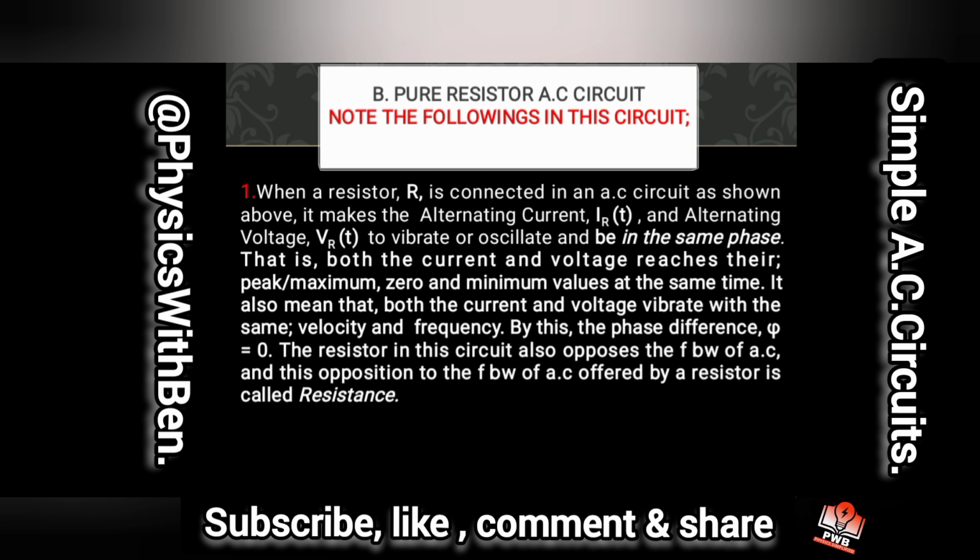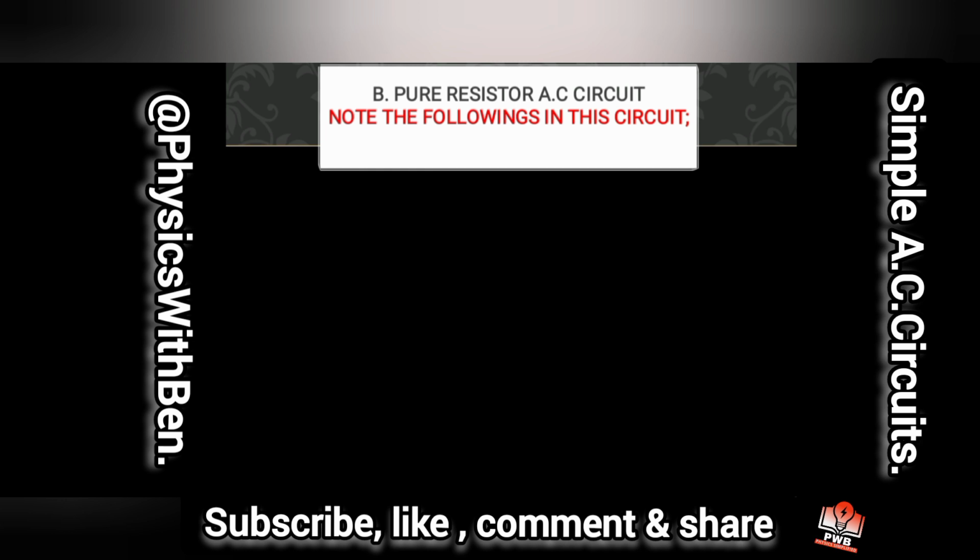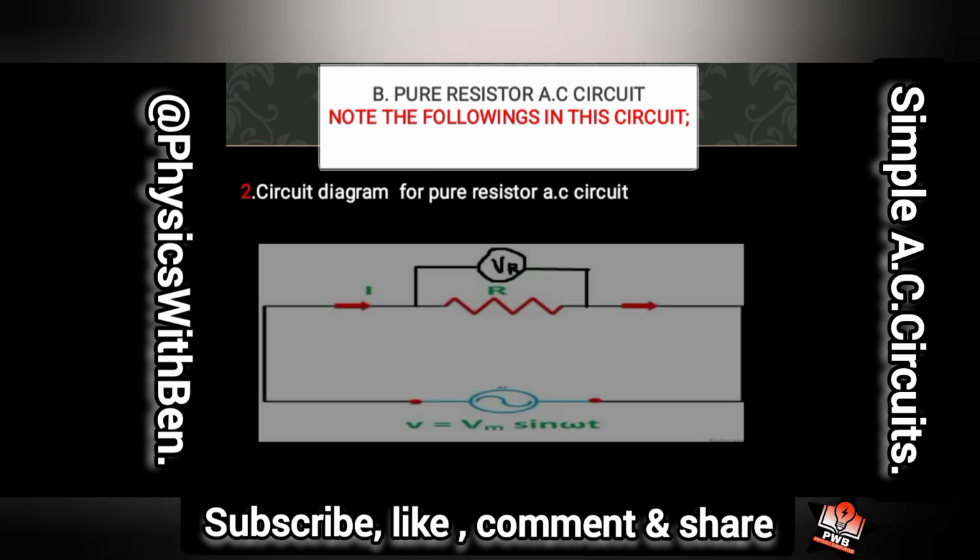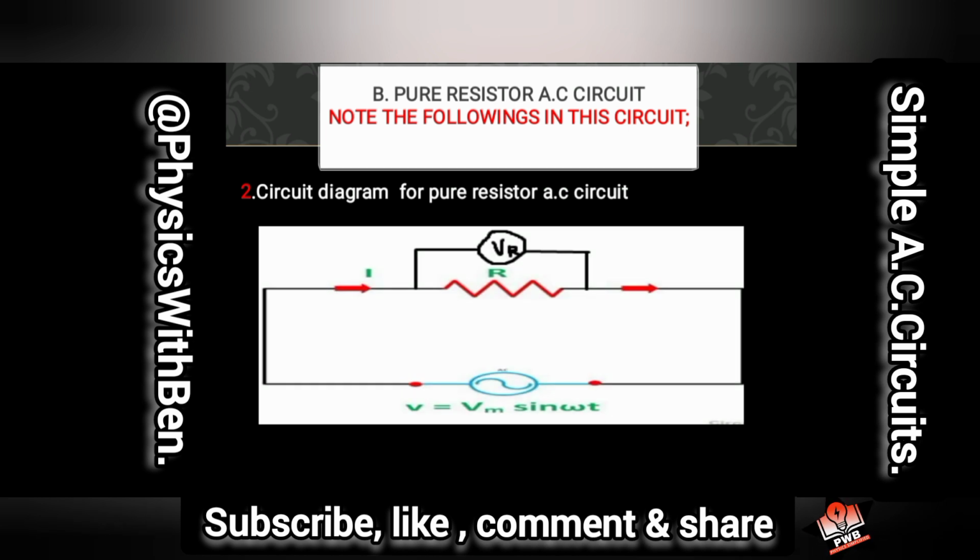The resistor in the circuit also opposes the flow of AC. This is a typo error. And this opposition to the flow of AC offered by a resistor is called resistance. So this is the basic information that you need to know in this circuit. Examiners love asking questions around this. The next thing that examiners may ask you to do is to draw the circuit diagram. This is the circuit diagram as projected before.